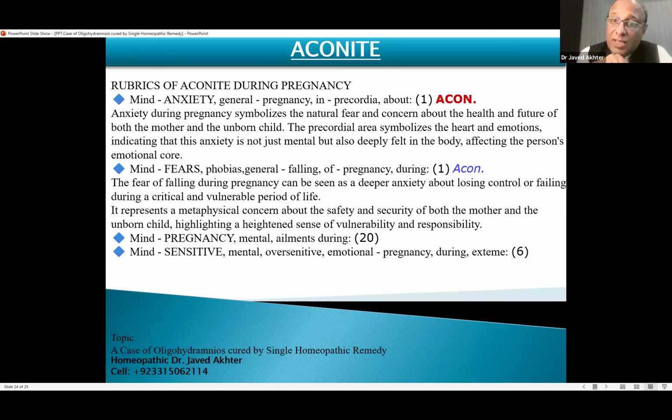If the patient says this during pregnancy, you can use the single rubric, fear of falling during pregnancy.